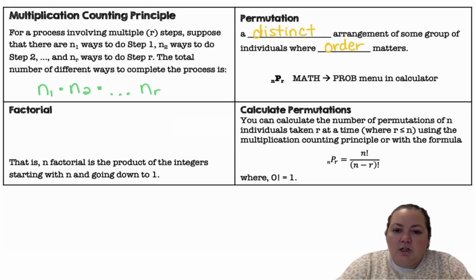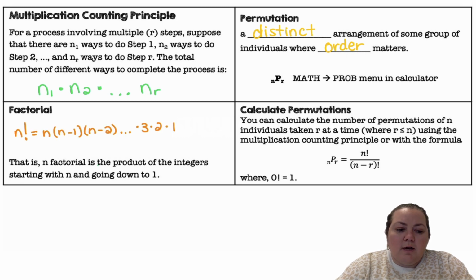A permutation is a distinct arrangement of some group of individuals where order matters. And in your calculator to do a permutation, you can go to math and then go over to probability. It says math prob, and in that menu you'll see an nPr.